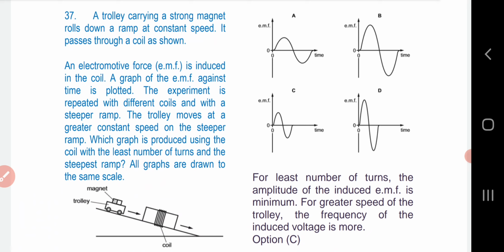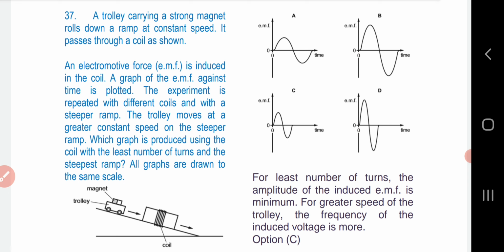Question number 37. A trolley carrying a strong magnet rolls down a ramp at constant speed. It passes through a coil as shown. An electromotive force EMF is induced in the coil. A graph of the EMF against time is plotted.